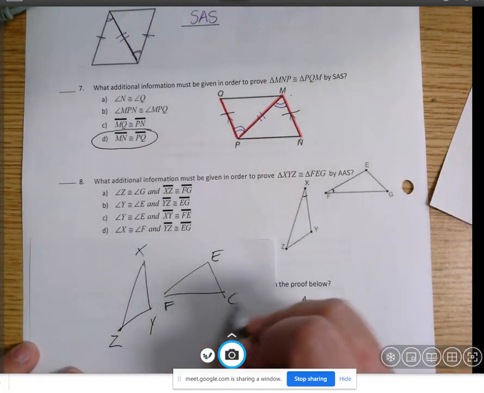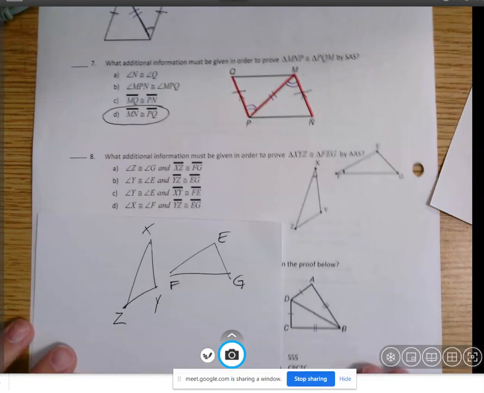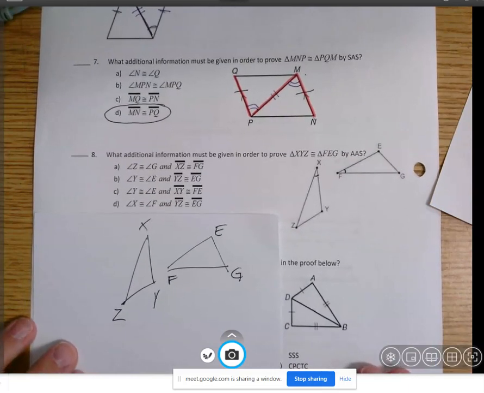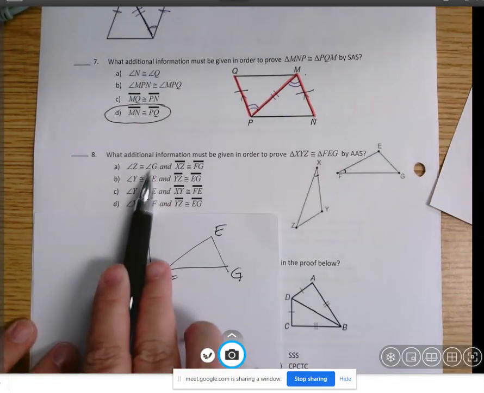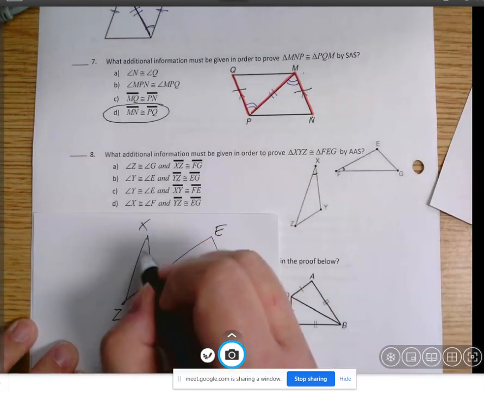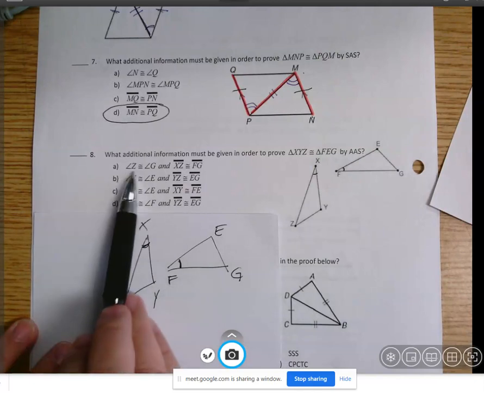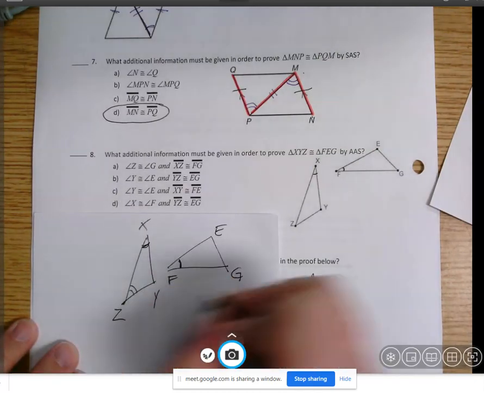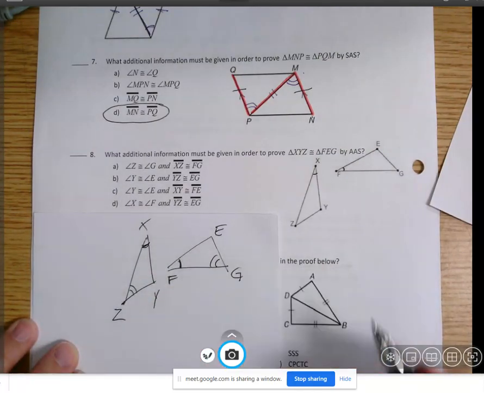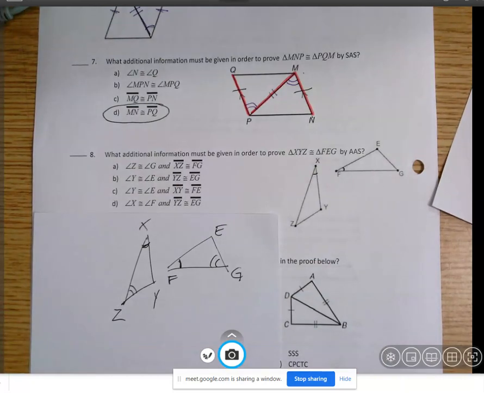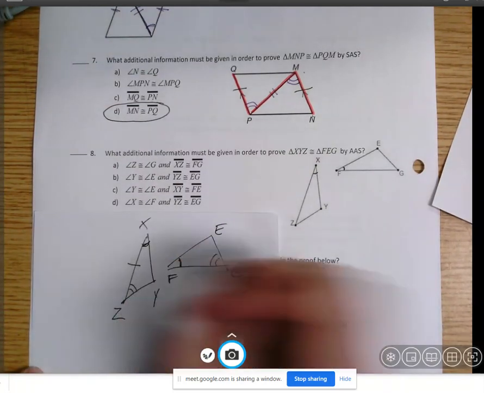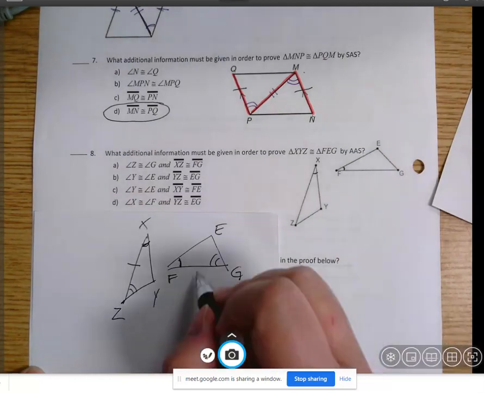This is what I've got. I deliberately drew it sloppy so that you know you don't have to draw it real neatly. The first one says Z is congruent to, well, we already know X. Let's do those. We already know this one and this one. First one says Z is congruent to G, and XZ is congruent to FG.